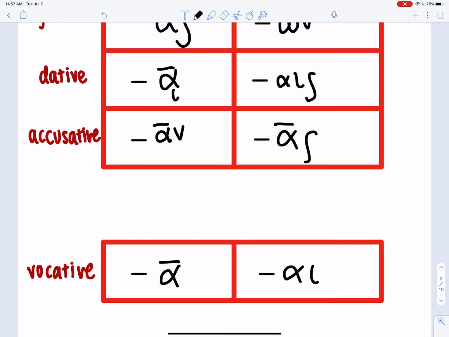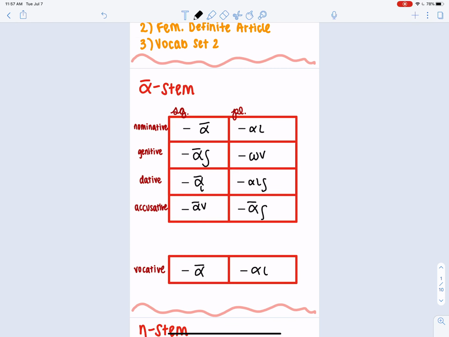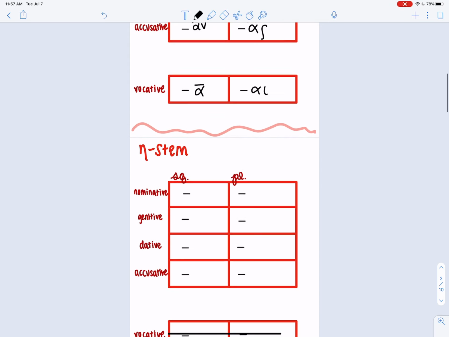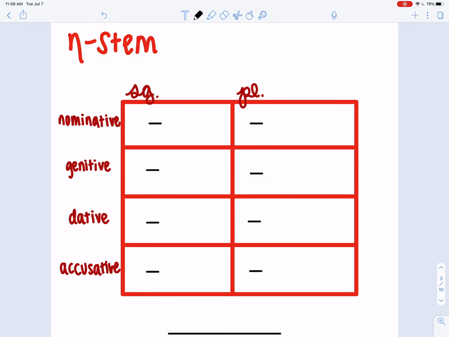Now that we've gone through the long alpha stem endings, let's take a look at nouns with eta stems. Same process, and I'm not going to go through how the cases are used again because it's the exact same thing. We just have different endings now. So nominative singular is eta. Genitive is eta sigma.